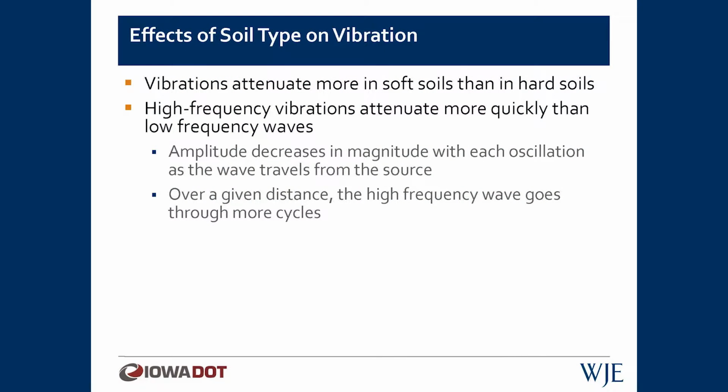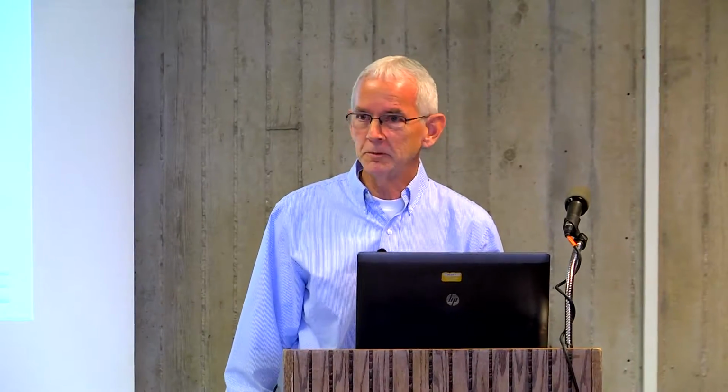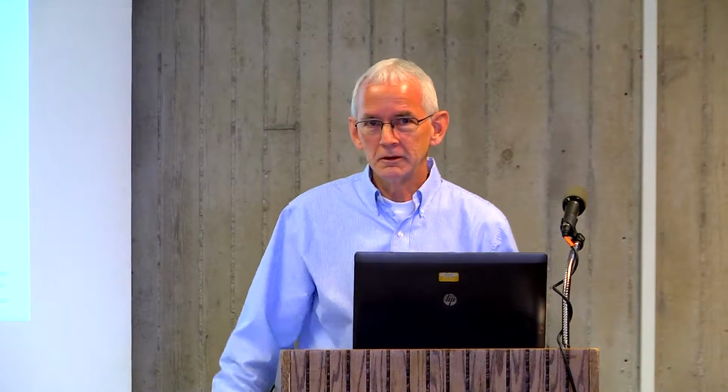So generally, in terms of the effects of soil type on vibrations, to reiterate, the vibrations attenuate more in soft soils than in hard soils, and high frequency vibrations attenuate more quickly than low frequency waves. The explanation for that is that amplitude decreases in magnitude with each oscillation as the wave travels from the source. Low frequency waves oscillate at generally about 10 cycles per second, but higher frequency waves can be up to about 30 cycles per second of earthborne vibrations traveling from an impact source, maybe up to 50 cycles per second. And in a rock, it may be up to 60 to 100 cycles per second.